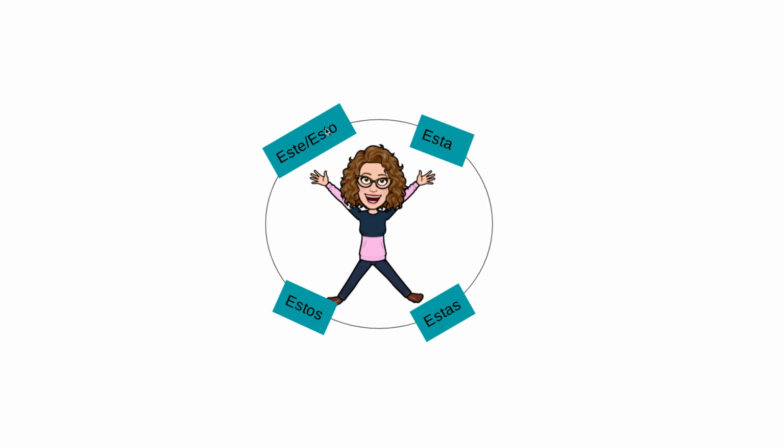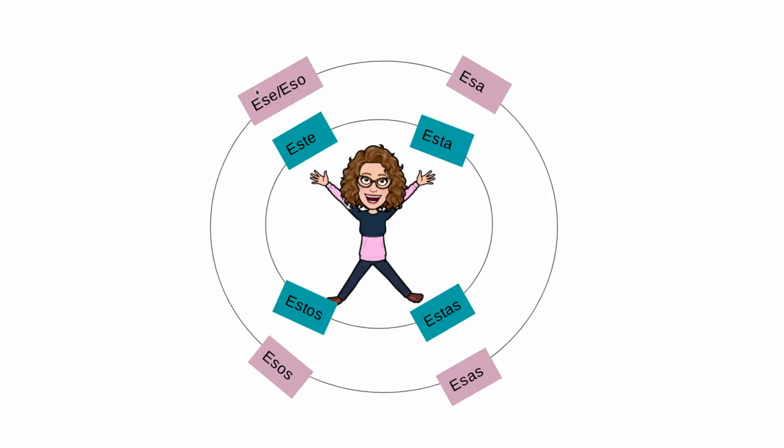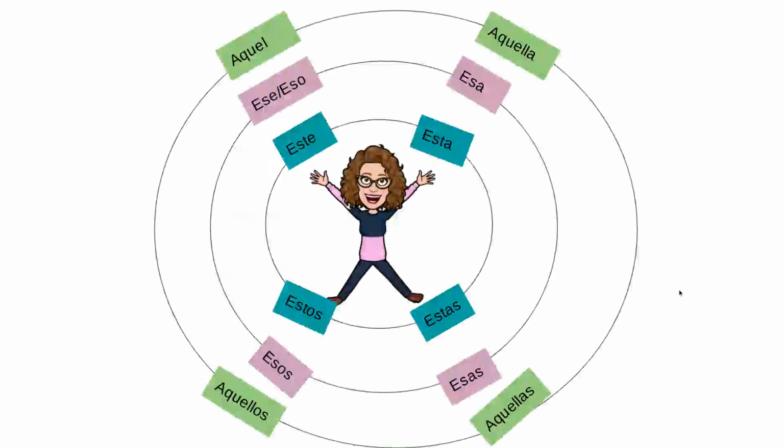So I have este or esto, which is masculine and singular. Esta is singular and feminine. Estos is masculine plural. Estas is feminine plural. Ese is masculine and singular, as is eso. Esa is feminine and singular. Esos is masculine and plural, and esas is feminine and plural.